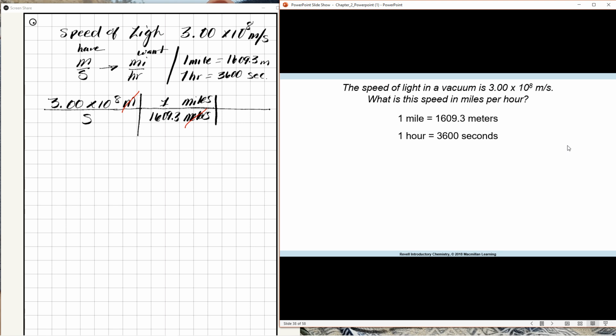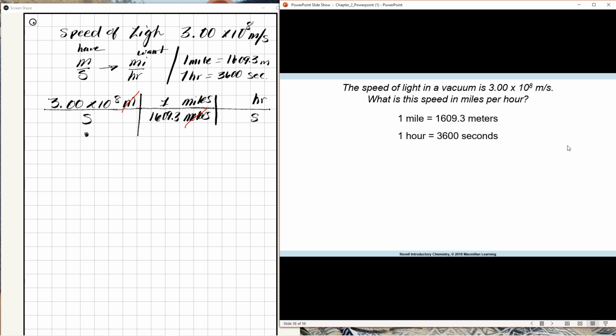My next step is to turn seconds into hours because I want miles per hour. The equivalency is given to me. 1 hour is 3,600 seconds. So remember, I want hours and I want to get rid of seconds. Now, if I did this, is that going to get rid of my unit?